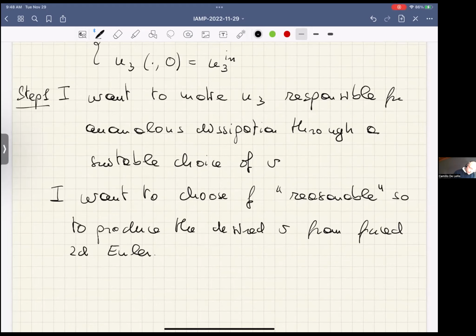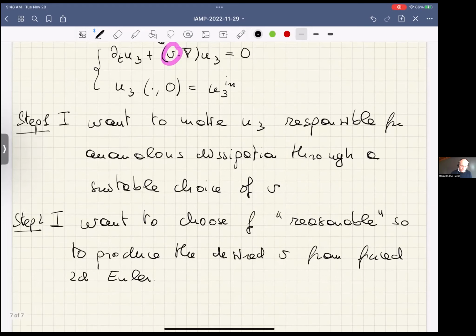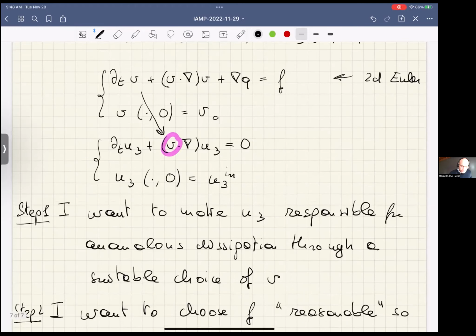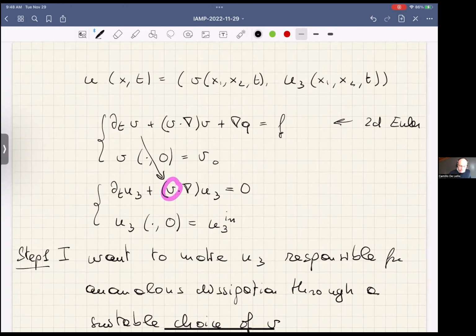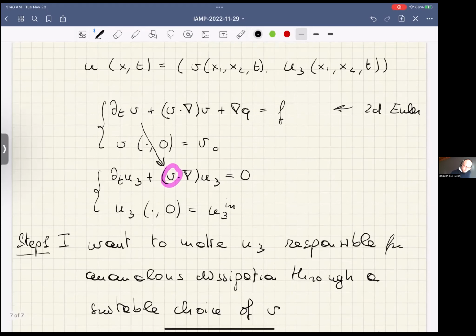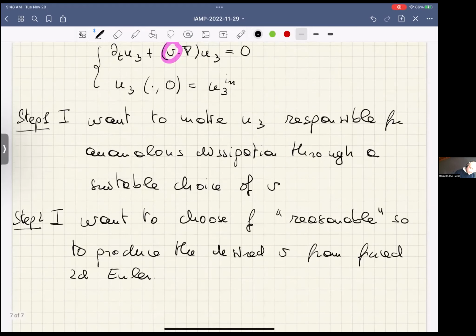Okay, then this is going to be step two. Then I'm just producing a solution of Euler. So I want to add back viscosity. And I want to add back viscosity both on 2D Euler and on the free transport.